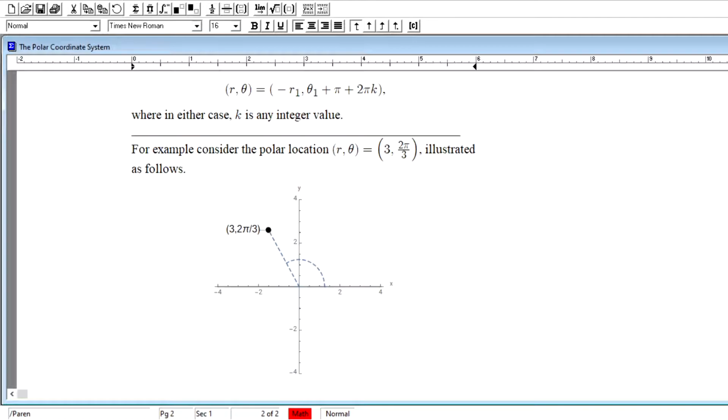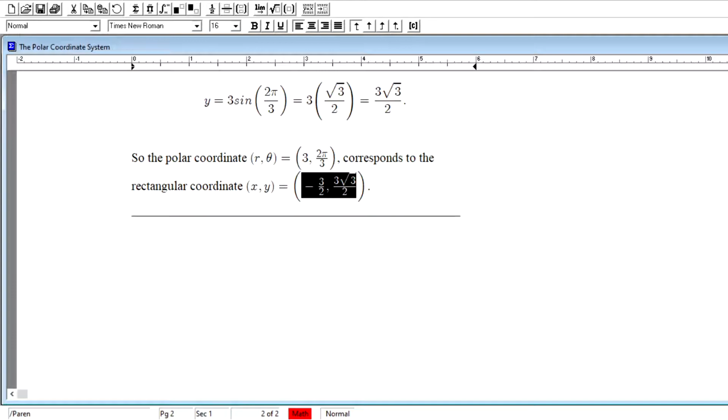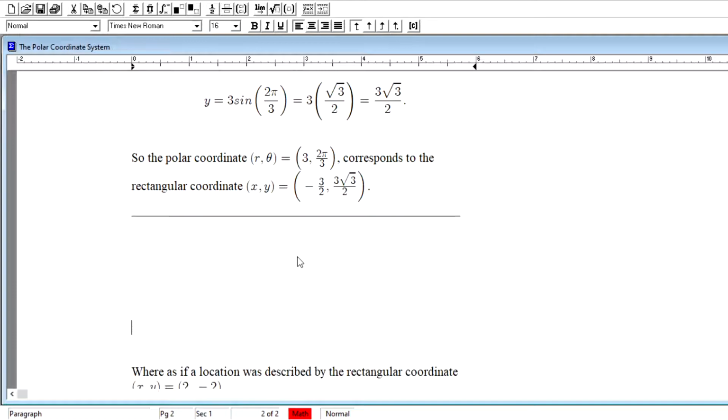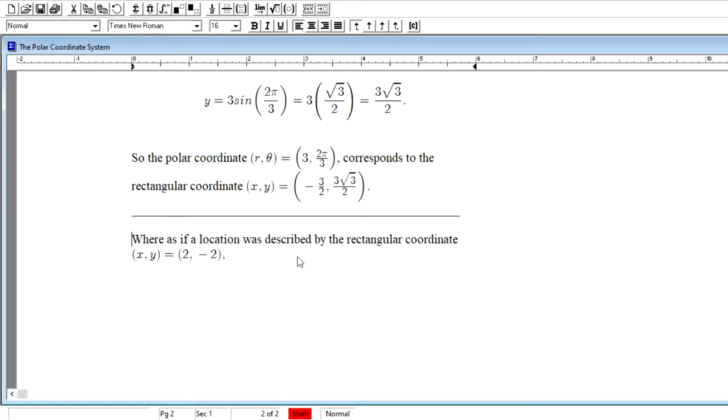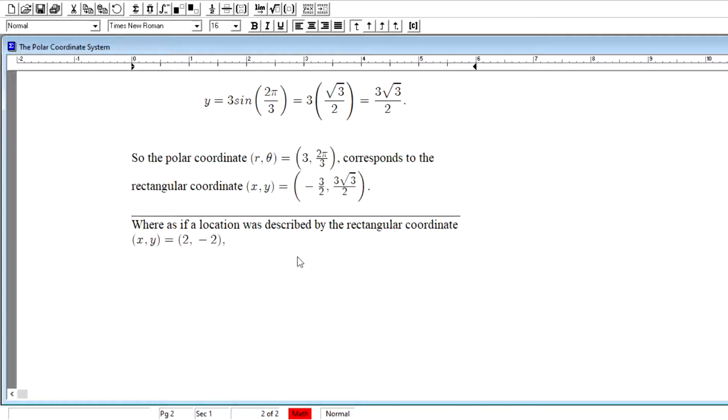And if we go back to our illustration here, notice the x coordinate is at negative 3 halves or negative 1.5, which is right down here. And the y location would be at that irrational value, 3 root 3 divided by 2, which is right about here on our number line for y. All right? Now, if we were to convert a rectangular into a polar, we might consider the rectangular coordinate 2 comma negative 2.